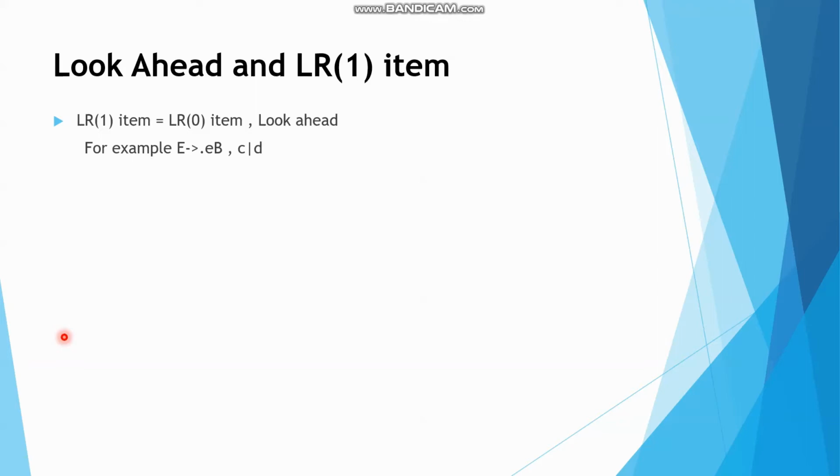An LR1 item is basically a combination of an LR0 item along with its look ahead. If you consider this example, in this production, this is the LR0 item and this is the look ahead for that item.